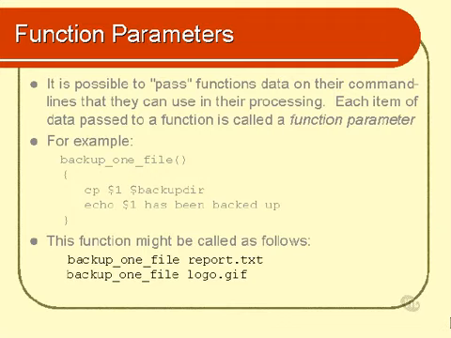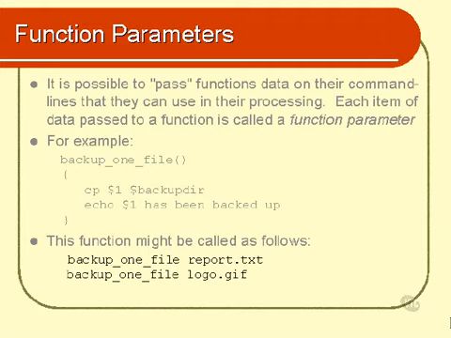Each time we have specified a single parameter, which the first time is report.txt and the second time is logo.gif, and each time that function is called, the parameter is actually copied into $1. So when the function runs, the very first line that runs is the cp line, so it will read the first time cp report.txt and then a space and then the backup dir, and then it will echo report.txt has been backed up.